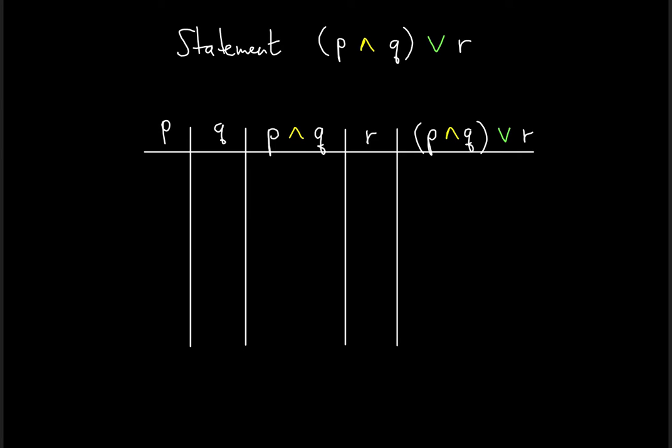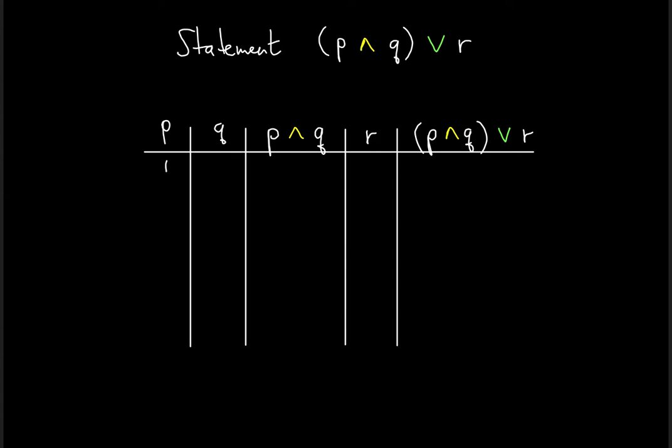We want to build a truth table for a given statement, P and Q or R. So first you want to break this down into individual components, P, Q, and then P and Q, and then with the R, and then together combine that into a final statement. So let's think of combinations that are possible here.